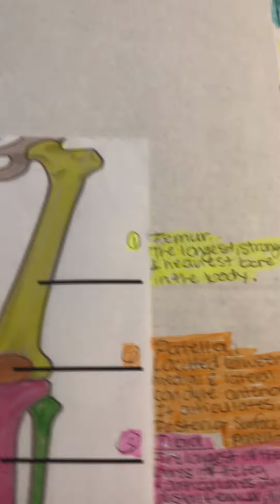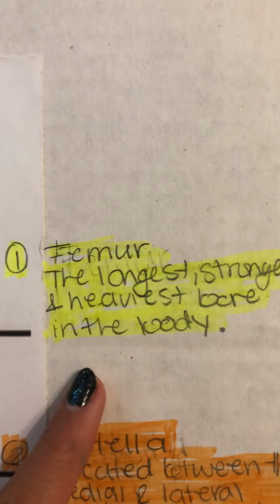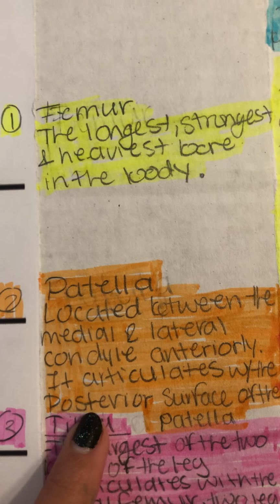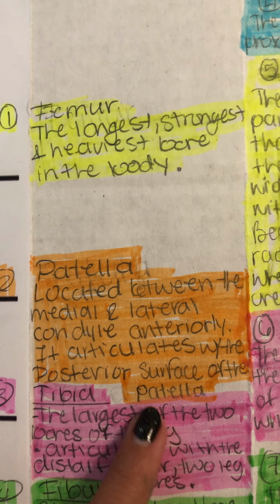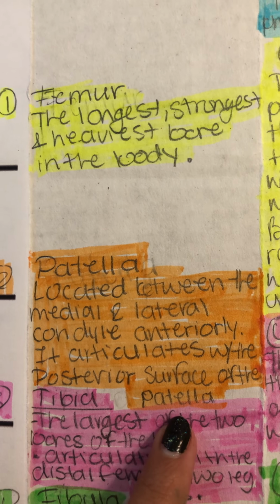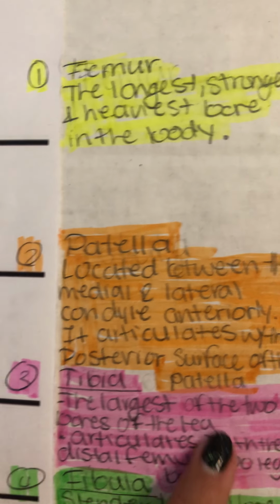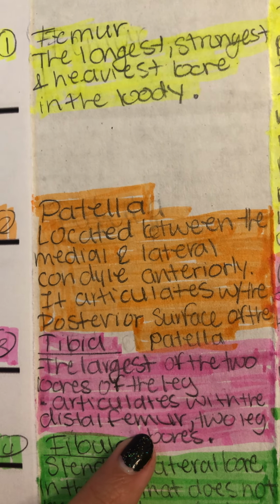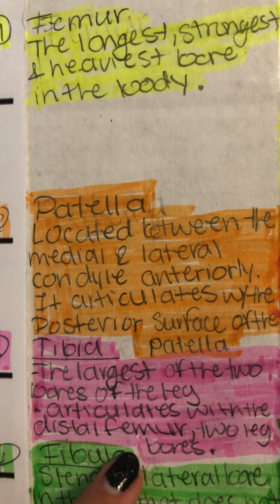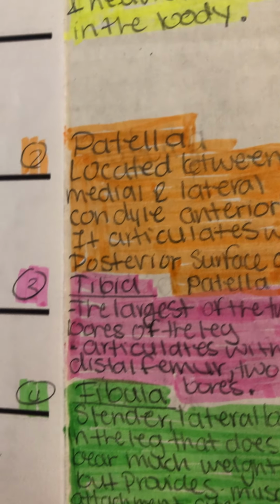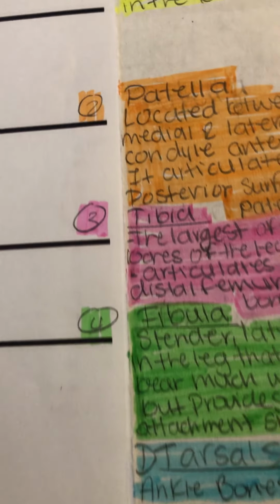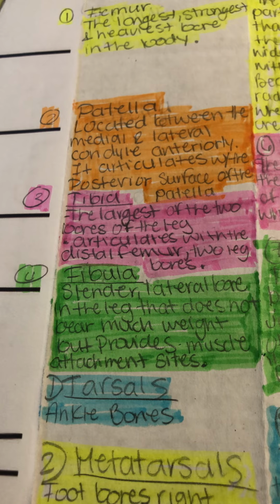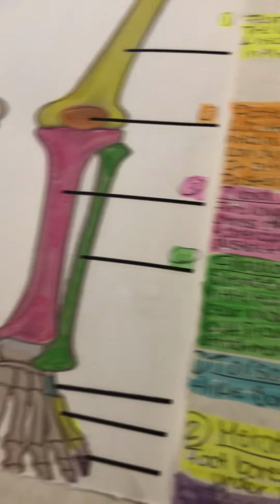From this one, number 1 is the femur, the longest, strongest, heaviest bone in the body, which is right there. And 2, the patella, located between the medial and lateral condyle anteriorly. It articulates with the posterior surface of the patella. Number 3, tibia, the largest of the two bones of the leg, articulates with the distal femur. 4, fibula, the slender lateral bone in the leg that does not bear much weight but provides muscle attachment sites.